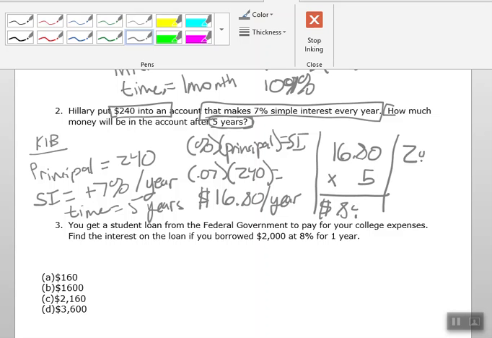So I'm doing 240 plus 84. All right. Yep. So at the end of those 5 years, Hillary would have $324 in that account.